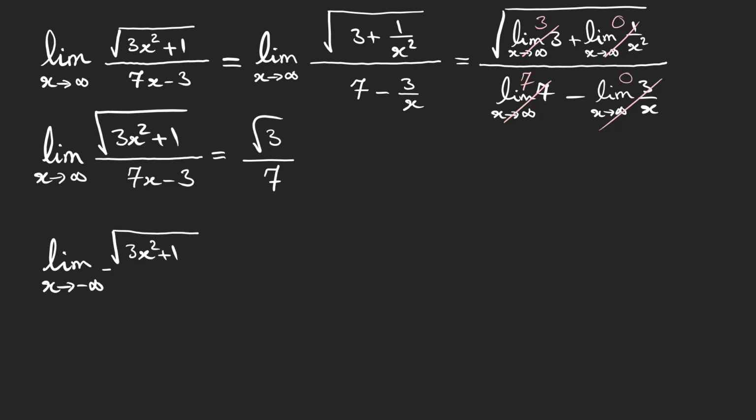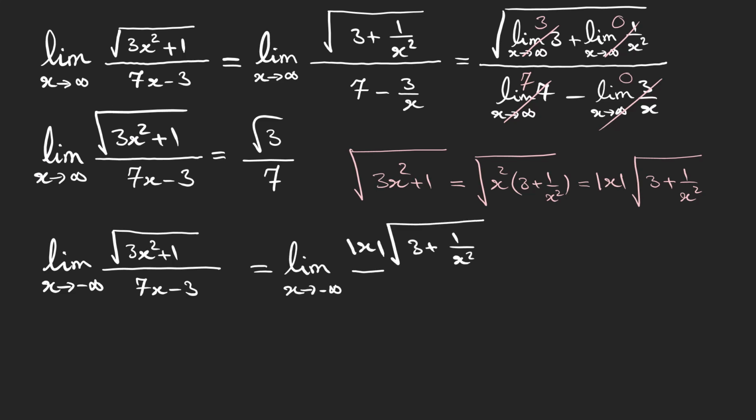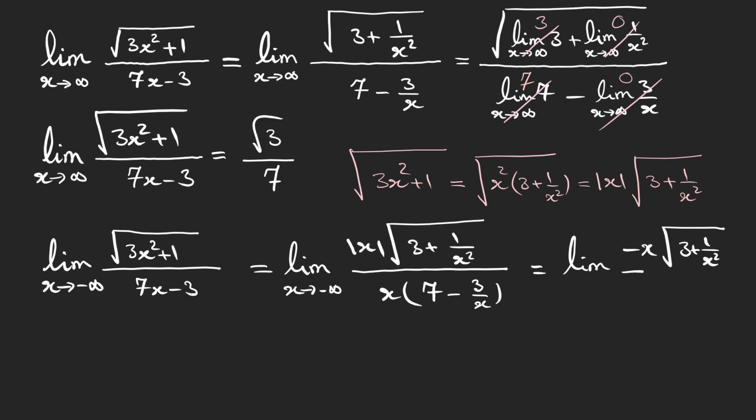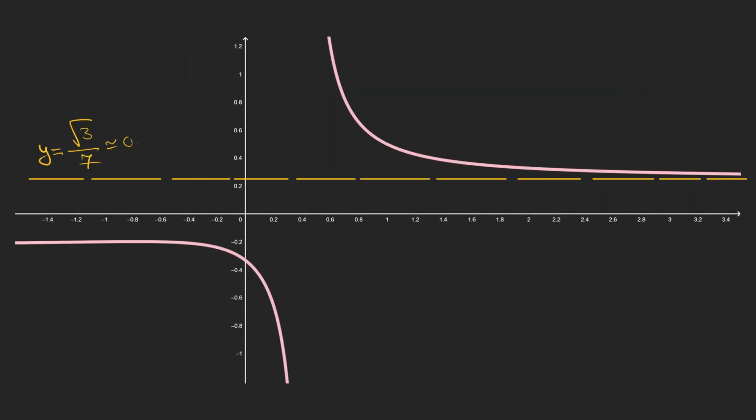For negative infinity, finding the limit gets a little tricky as we are dealing with a square root. We can write the expression under the square root as x squared multiplied by the other term, and when we take it out, we must write it as the absolute value of x. Now let's rewrite the limits. As we are dealing with negative values, the absolute value of x becomes minus x and a negative sign appears here. So the value of this limit becomes minus square root of 3 divided by 7. Our function has two horizontal asymptotes. One of them is this and the other one is this.